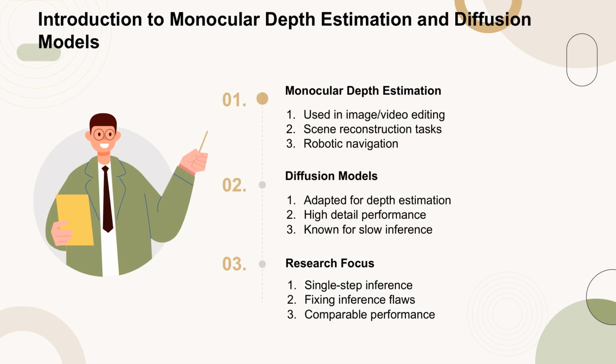Monocular depth estimation is widely applied in various tasks including image and video editing, scene reconstruction, and robotic navigation. Recently, diffusion models have been adapted for this task, showing high levels of detail but are known for their slow inference speed. In this paper, the authors focus on achieving reasonable predictions with a single inference step by fixing a critical flaw in the inference pipeline of models like Marigold. This correction allows for performance comparable to multi-step inference while being significantly faster.